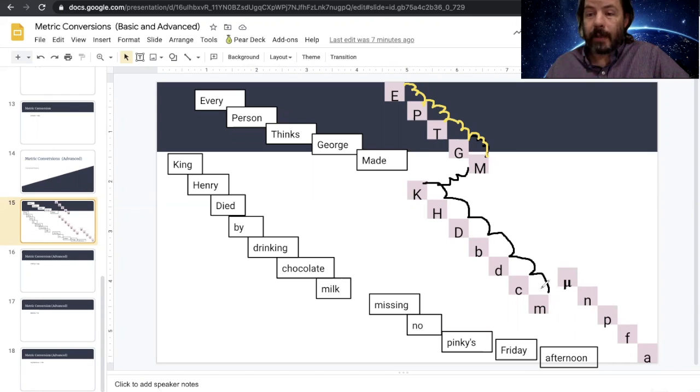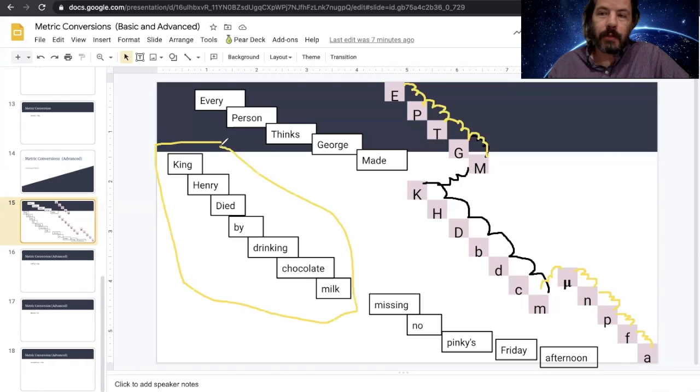Same down here: milli to micro is 3. So 1, 2, 3 to micro, 1, 2, 3 to nano, 1, 2, 3 to pico, 1, 2, 3 to femto, and 1, 2, 3 to atto. Now, most likely you will find this memory device, called a mnemonic, King Henry died by drinking chocolate milk, for the center.